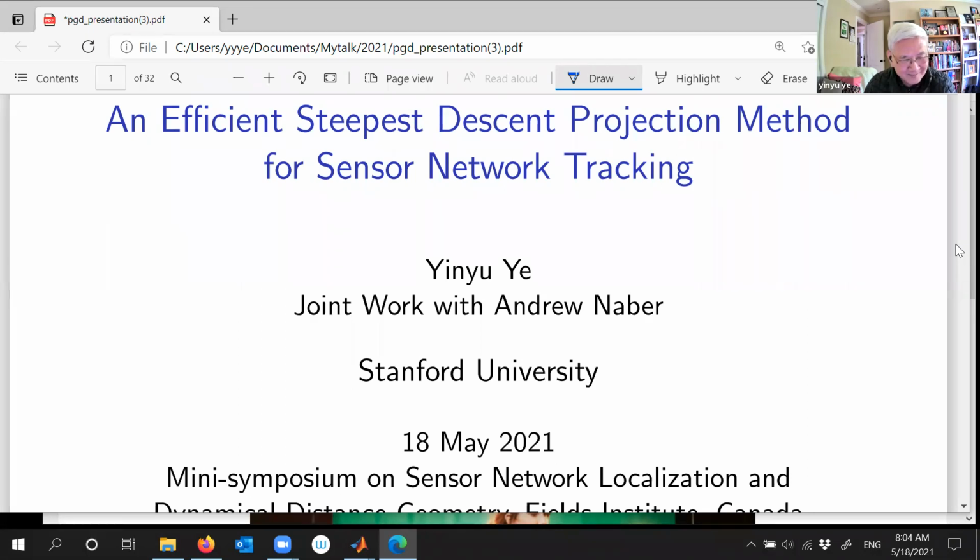This talk is more on the practical side, especially the algorithmic side, and also what the real applications are. This is joint work with Andre Maple, who just graduated and joined a company actually doing this type of application.